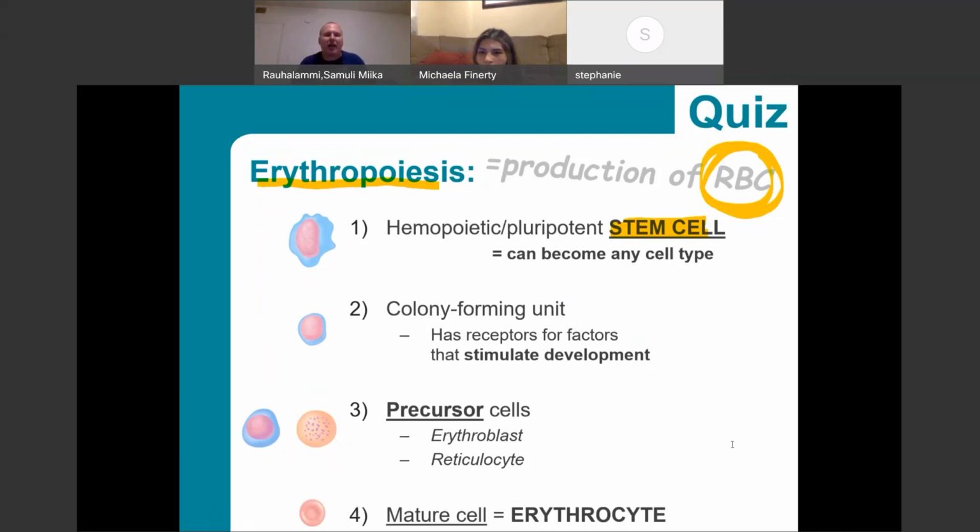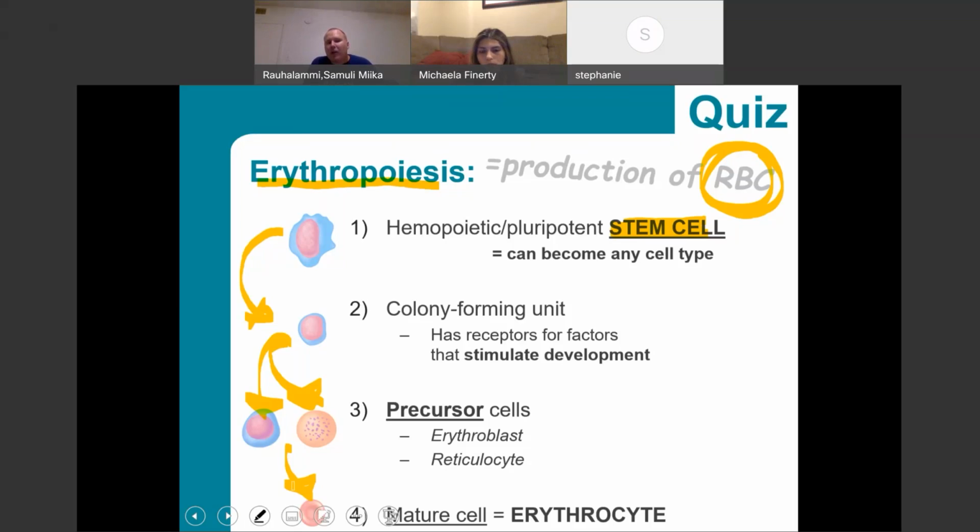The next step in the production of the red blood cells is that from the stem cells, they become colony-forming units. What colony-forming unit means is that these cells now have receptors for factors that stimulate their development to become a specific type of blood cell. And the third step is precursor cells. And for precursor cells, there are two types that we are going to be familiar with: erythroblast and reticulocytes. And these then eventually mature and become red blood cells, mature erythrocytes.